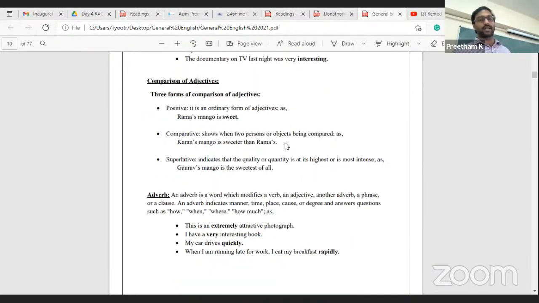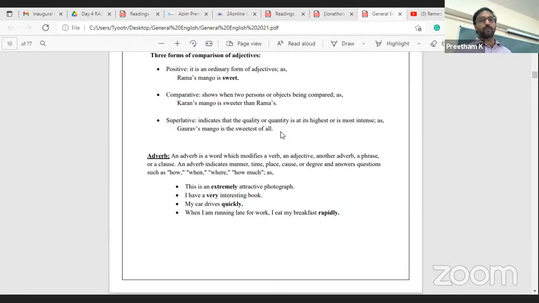Then comparison of adjectives. So positive degree, comparative degree, and superlative degree. Okay, three forms of comparison of adjectives. Positive, it is an ordinary form of adjectives, as Rama's mango is sweet. Comparative shows when two persons or objects are being compared. Karan's mango is sweeter than Rama's. Okay, so for comparison, the number should be minimum 2. But for a positive degree, only 1. Okay, you're not comparing it with anybody else or anything else. For superlative degree, more than 2.